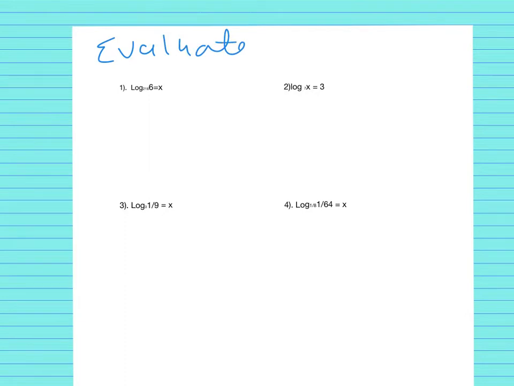So when I evaluate, I'm going to rewrite it as an exponent, and remember that goes a to the y equals x. If you do the e thing, it would go like that. So you would be 216 to the x equals 6.